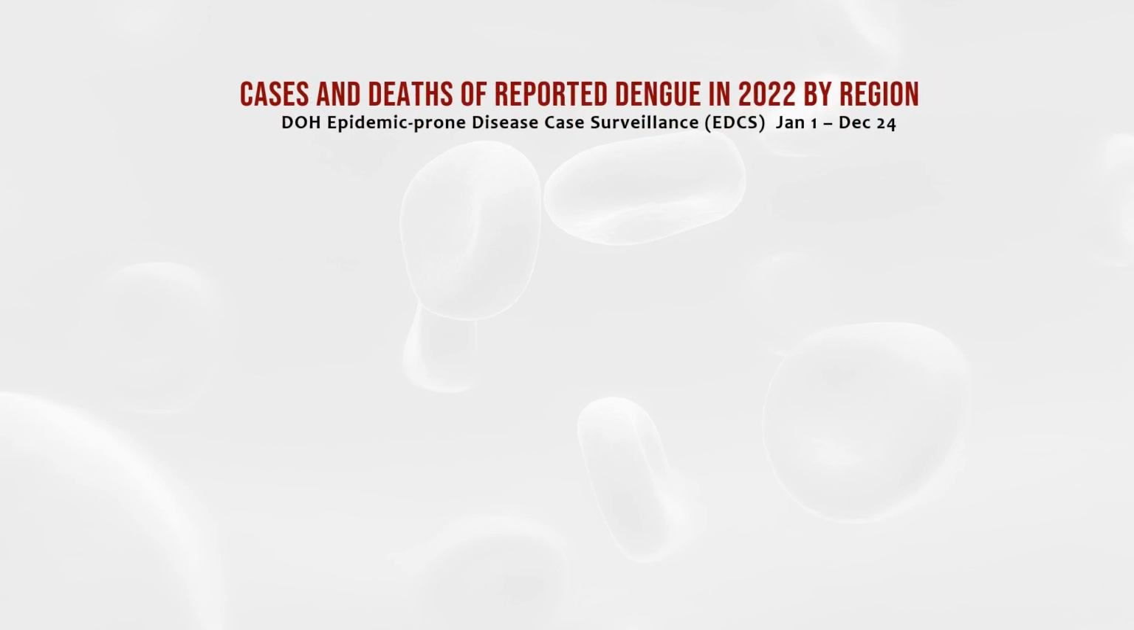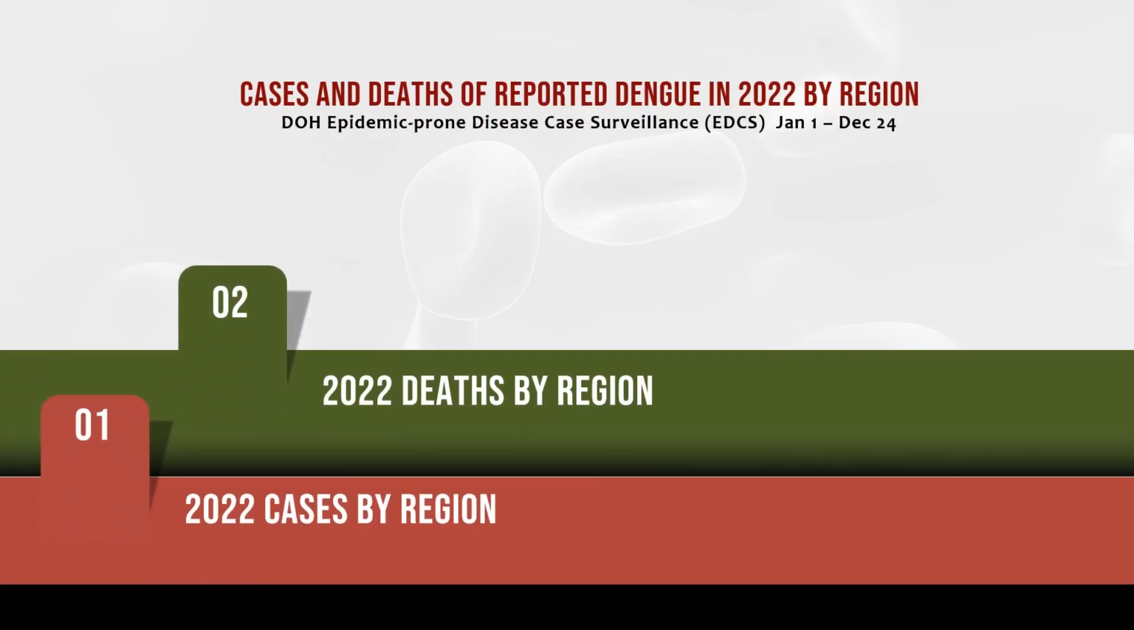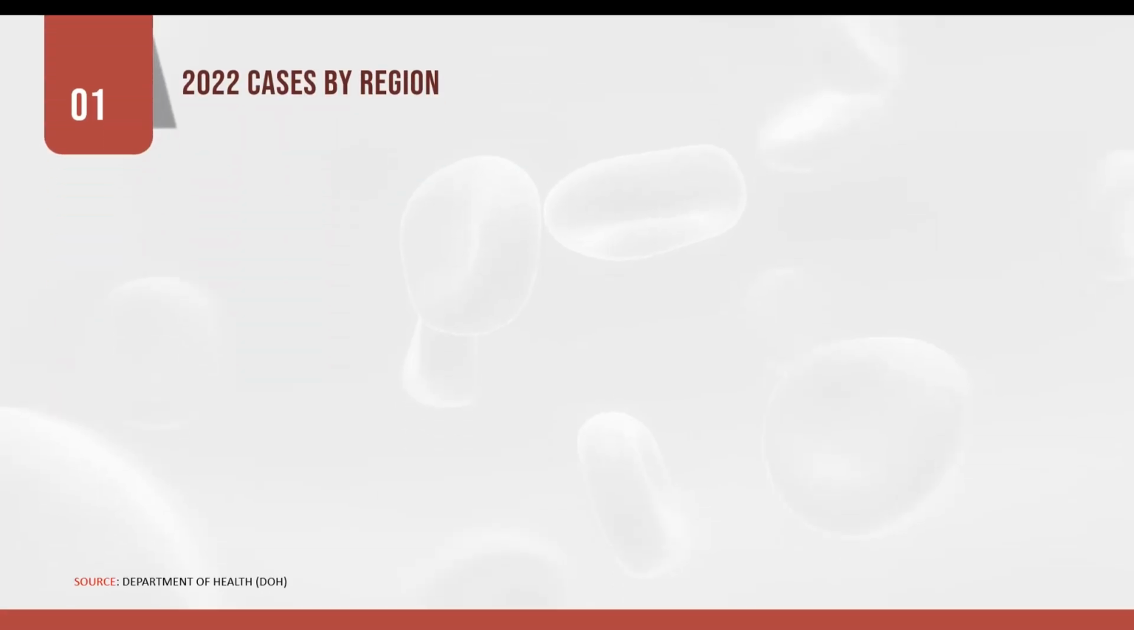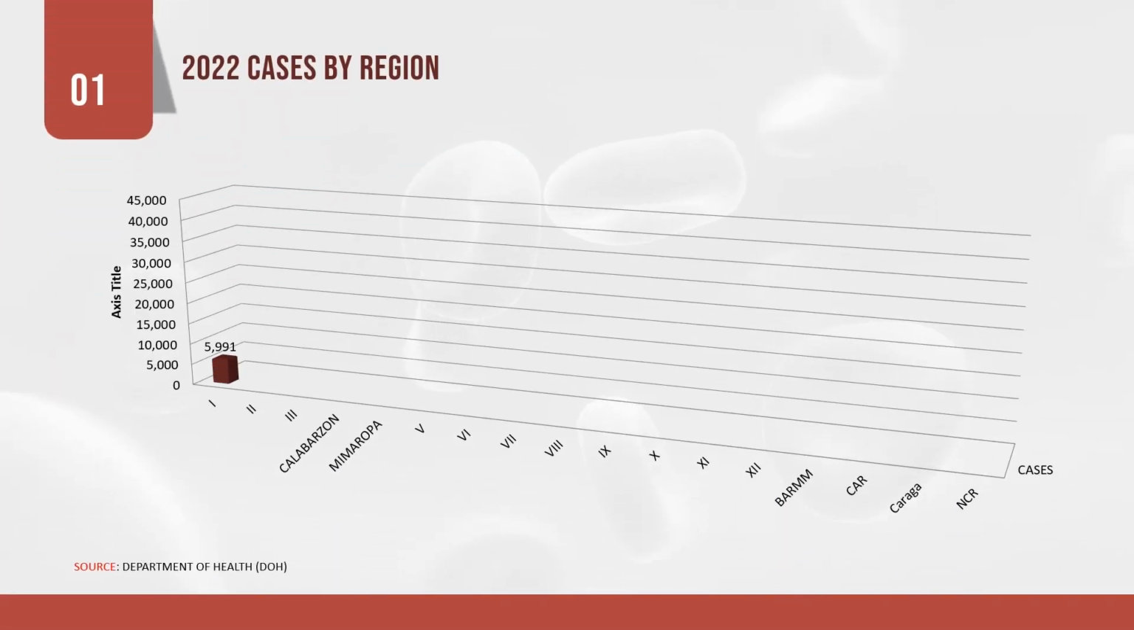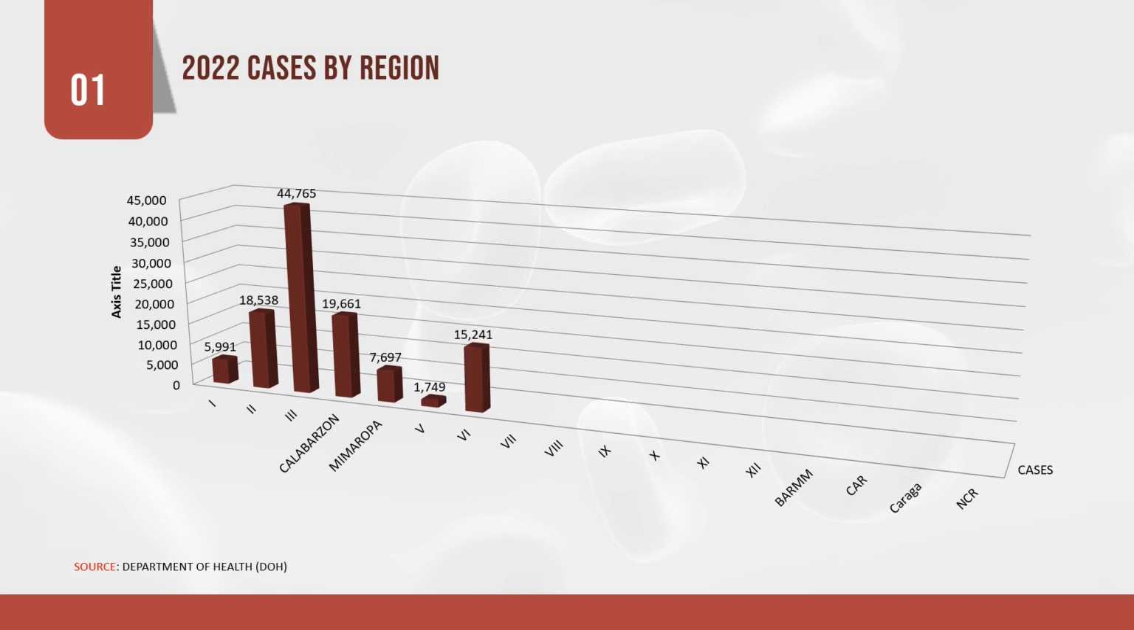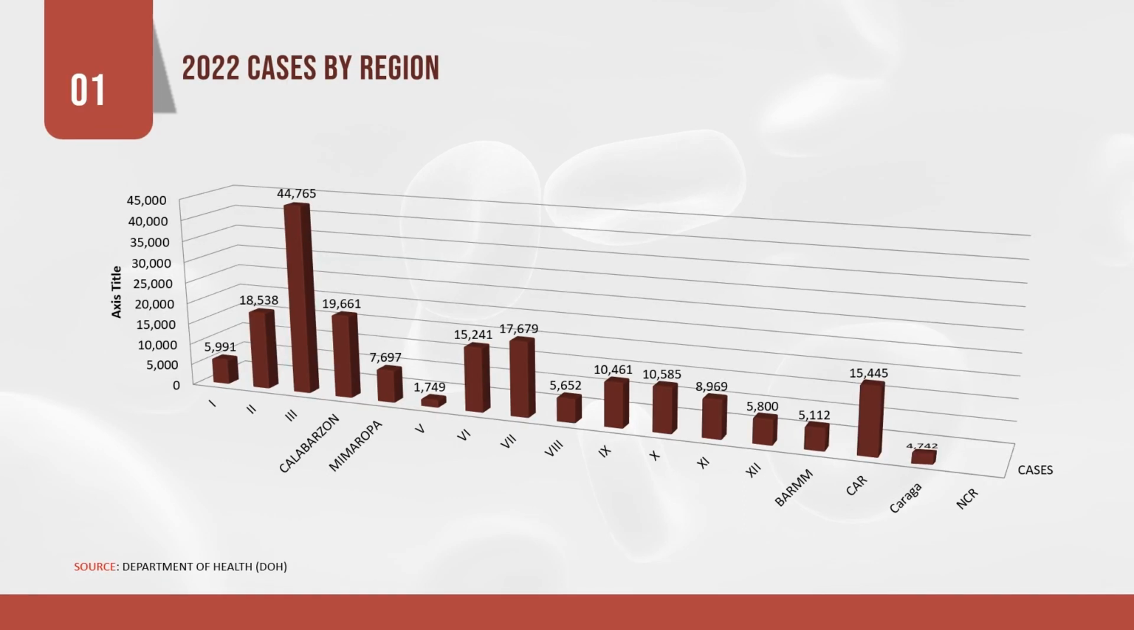Now these are the recorded cases and deaths in 2022 by region. Let's go through them one by one. First, we have the cases in Region 1, Region 2, Region 3, Calabarzon, Mimaropa, Region 5, Region 6, Region 7, Region 8, Region 9, Region 10, Region 11, Region 12, in the Bangsamoro Autonomous Region in Muslim Mindanao, in the Cordillera Administrative Region, in Caraga, and in the National Capital Region.